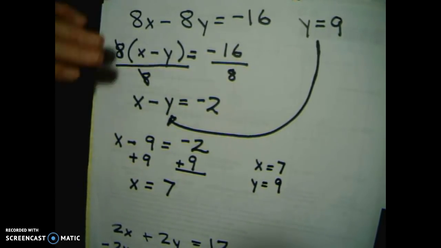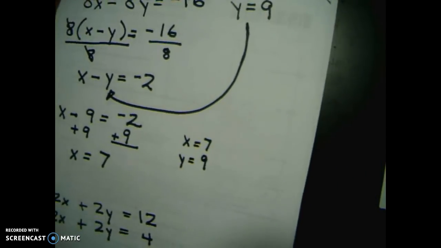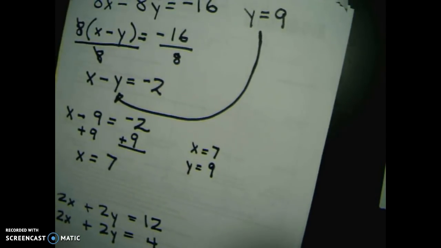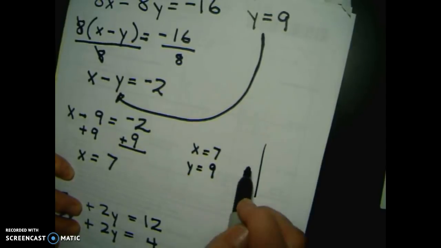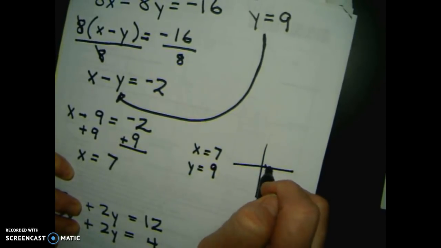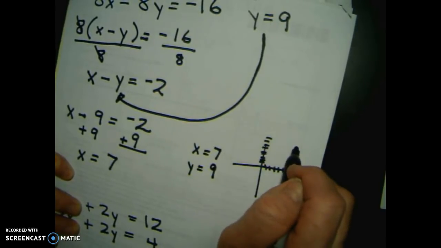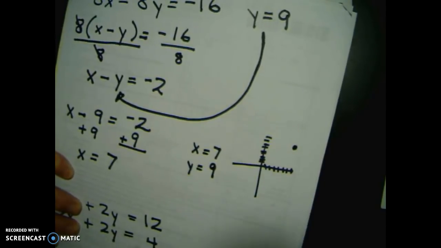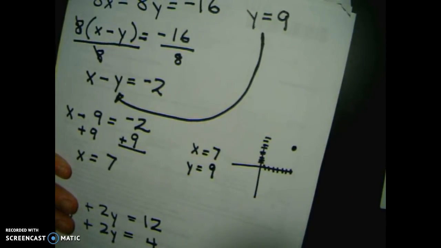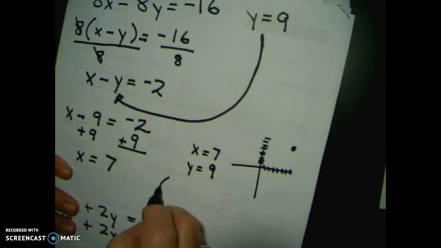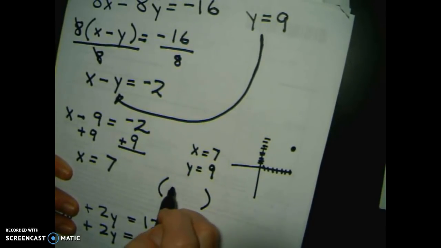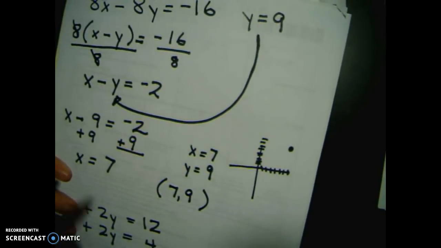And if I were to draw a picture of that, this would be my point: 1, 2, 3, 4, 5, 6, 7, and 1, 2, 3, 4, 5, 6, 7, 8, 9. So my point is right about here. If I graph those two equations, and I suggest you do that, this would be my solution set. And again, you want to put the points x first, y second: 7, 9. And that's the correct answer for that first block.